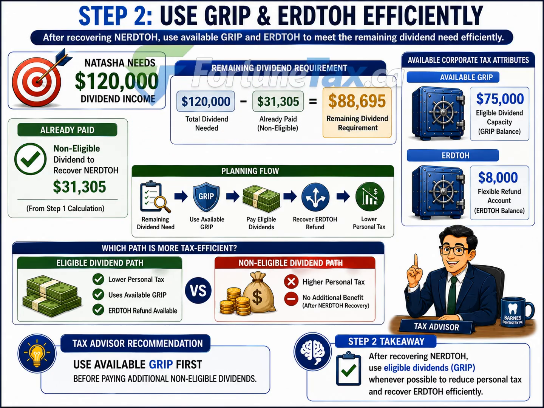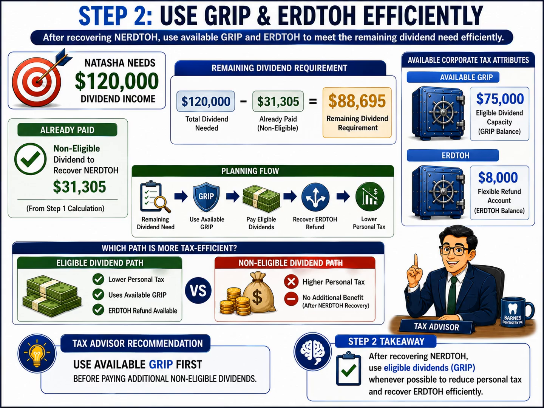The corporation also has an ERDTOH balance of $8,000. And unlike NERDTOH, ERDTOH is flexible. The refund can be recovered through other eligible dividends or non-eligible dividends. This flexibility gives us an important planning opportunity. The planning flow in the center of the slide shows the advisor's logic. First, identify the remaining dividend requirement. Second, use the available GRIP balance. Third, pay eligible dividends. Fourth, recover the ERDTOH refund. And finally, achieve a lower personal tax result.